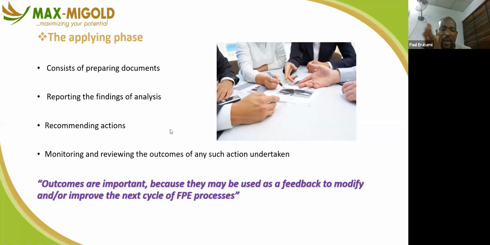Then, during the applying phase of your FPE, what do you do? You prepare documents, you carry out the survey, you report the findings of the analysis, you do a summary of your survey, and you recommend action on what you want to do. Then monitoring and reviewing the outcome of such action undertaken. Outcomes are important because they may be used as feedback to modify or improve the next cycle of your FPE processes.